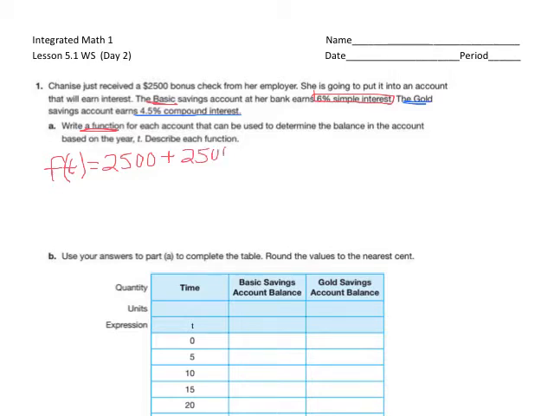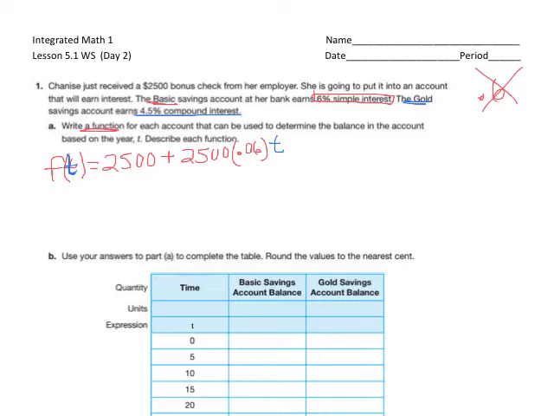Plus her $2,500 times her interest, which is 6%, and notice that 6% is 0.06 and not 0.6. And then we're going to multiply that all by however many years she has it. Here the input is time, t in years.